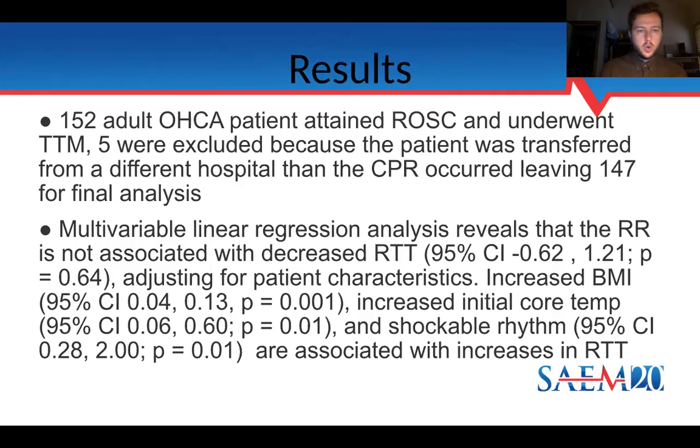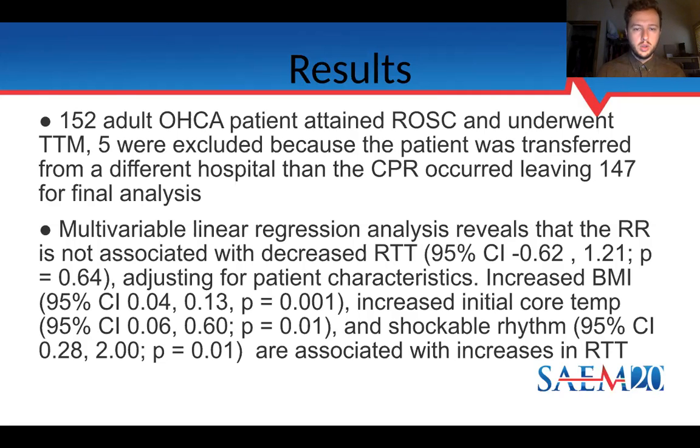Our results showed that we had 152 adult out-of-hospital cardiac arrest patients attain ROSC and undergo TTM. Five were excluded because those patients were transferred from a different facility where CPR and ROSC had occurred, and we wanted to make sure that we could fully assess the effect of the resus resident, and in those cases, no resus resident was involved, so that left 147 for our final analysis.